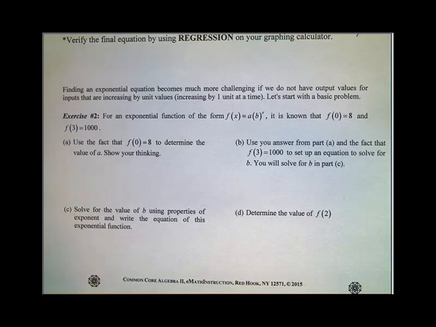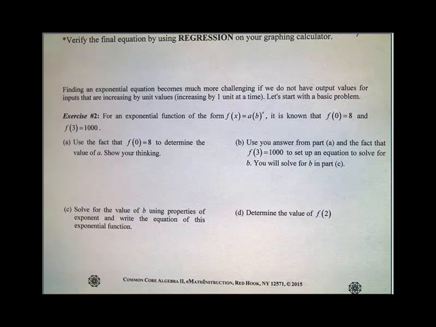So now we're going to look at exercise 2. Finding an exponential equation becomes much more challenging if we do not have output values for inputs that are increasing by unit values, increasing by 1 at a time. Let's start with a basic problem.